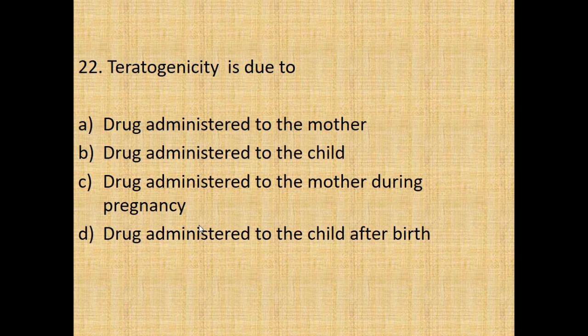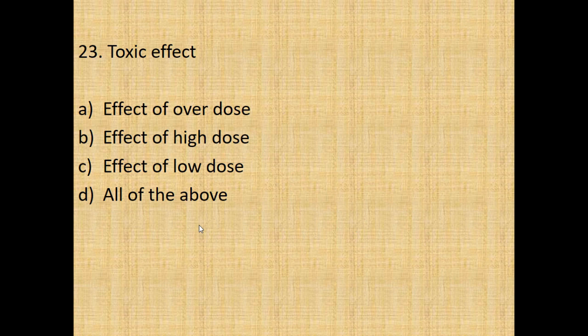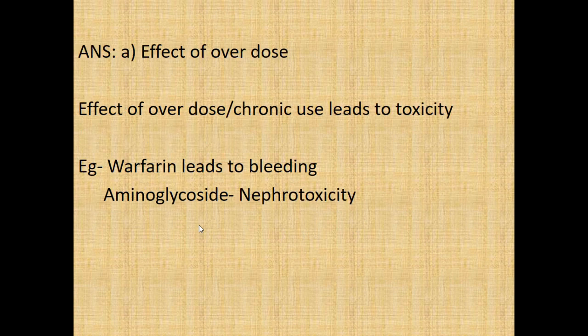Then teratogenicity is well known. If you administer a drug to a pregnant woman, it will produce fetal abnormalities. It's called teratogenicity. Drug administered to the mother during pregnancy. What are the drugs? Examples are phenytoin, thalidomide, warfarin. Then toxic effect of overdose. If you give an overdose, it will produce toxicity. Warfarin leads to bleeding, aminoglycoside to nephrotoxicity.